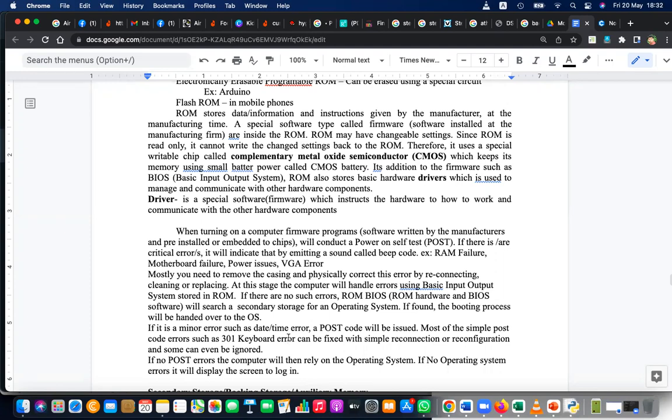But there is a problem. Because this software is installed into the ROM. ROM is read only. Don't you understand that?